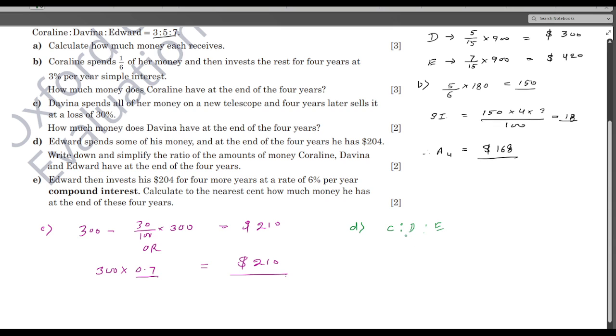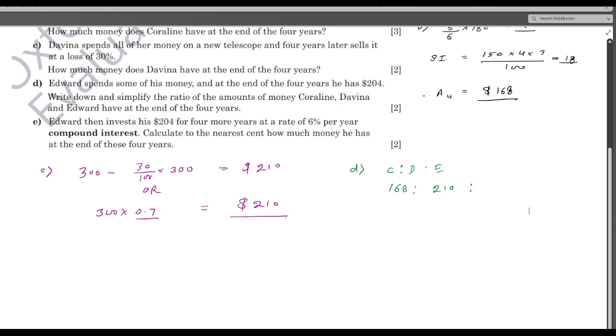Okay, so Coraline at the end of 4 years, she has $168. So here it is 168 ratio. D, Davina has $210, and your Edward at the end of 4 years, he has $204.